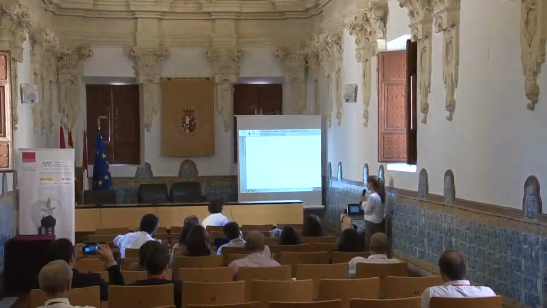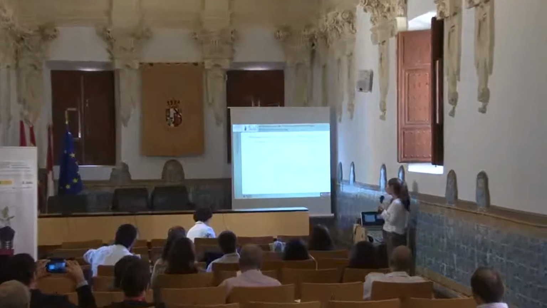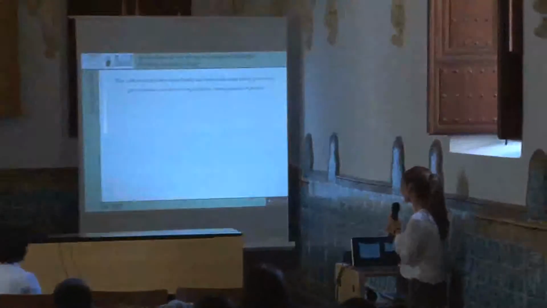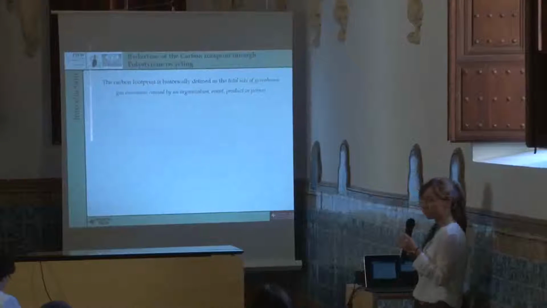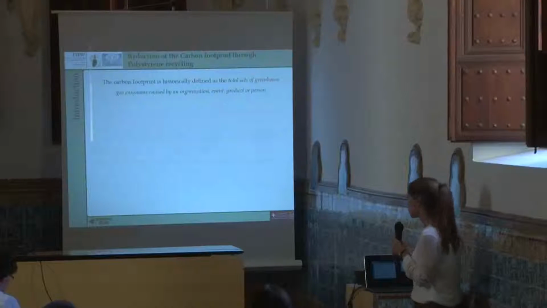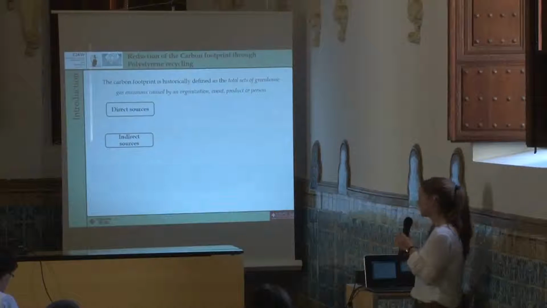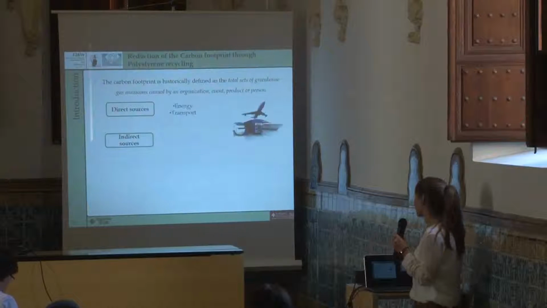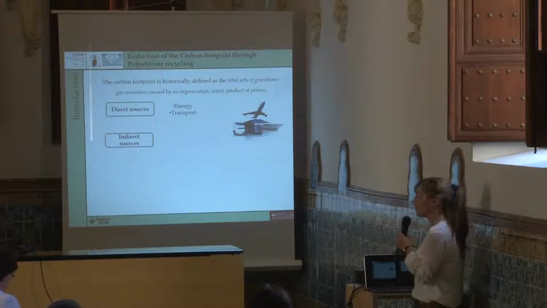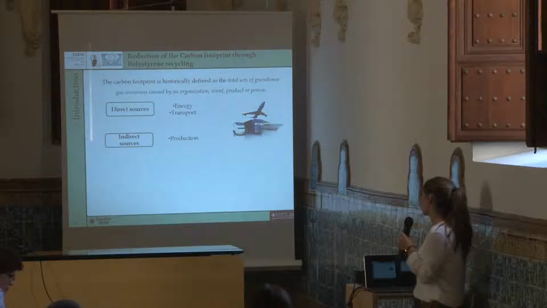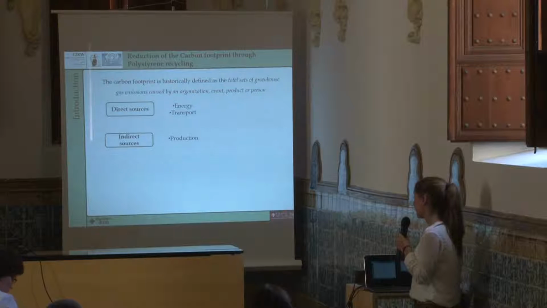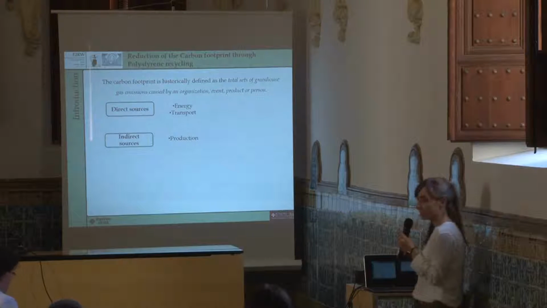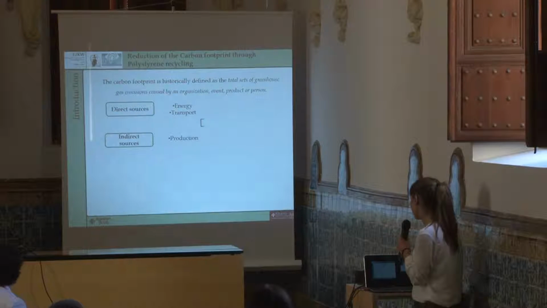Carbon footprint has become a very popular concept and is defined as the total set of greenhouse gas emissions caused by an organization, event, product, or person. The main sources are divided into direct or indirect sources. Thus, energy and transport are included as direct sources, while the production of glass, plastic, or any kind of derived products are considered indirect sources.